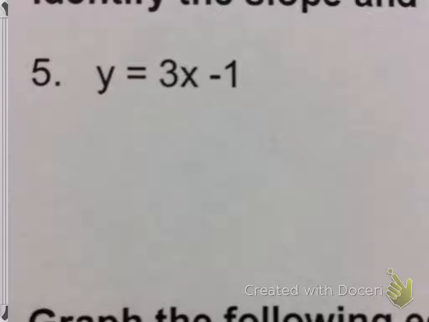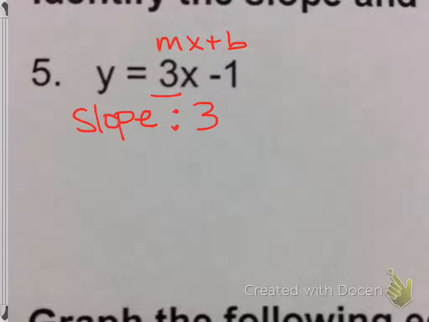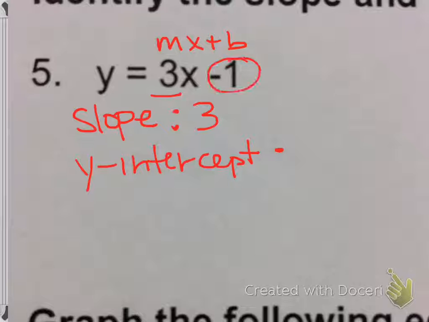Okay, this says identify the slope and the y-intercept. So again, the slope is the number that's attached to the x. The number attached to the x is 3, because that's the m value in my equation, the mx plus b. And then my y-intercept comes from the number added or subtracted at the back, and so that number is negative 1.